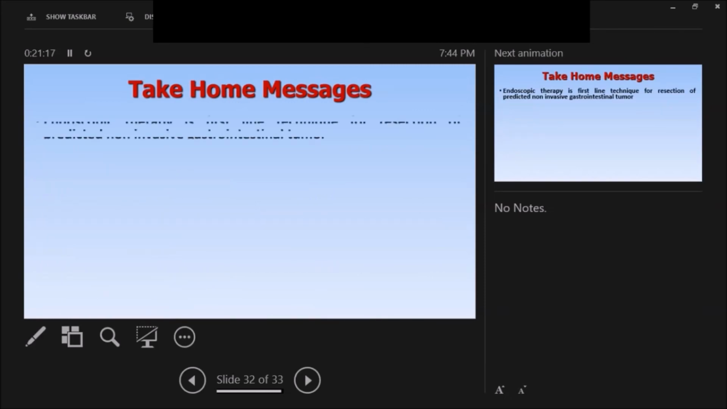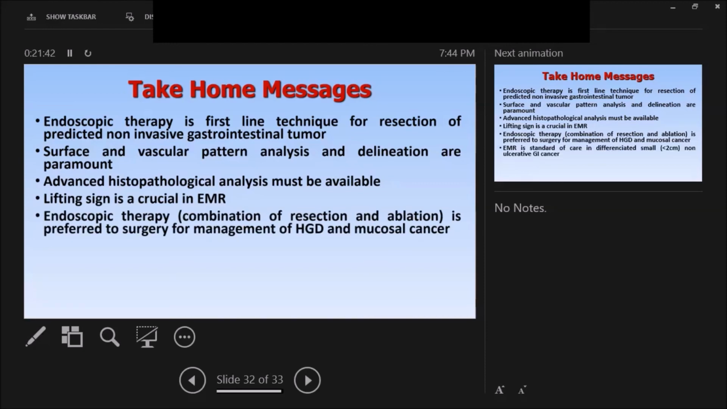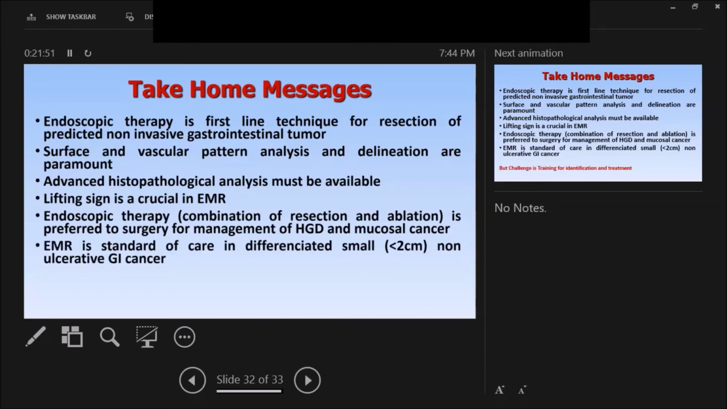If we want to take a home message from this presentation: endoscopic therapy is the first-line technique for resection of non-invasive gastrointestinal tumors. Surface and vascular pattern analysis is very important for delineation of the lesion. Advanced histopathological analysis to follow up the lesion must be available. The lifting sign is crucial for EMR. Endoscopic therapy, a combination of resection and ablation, is preferred to surgery for high-grade dysplasia and mucosal cancer. EMR is a standard of care for differentiated small carcinoma less than 2 centimeters in diameter.